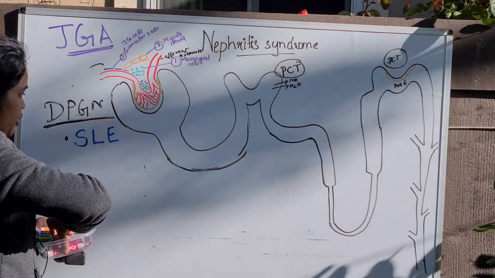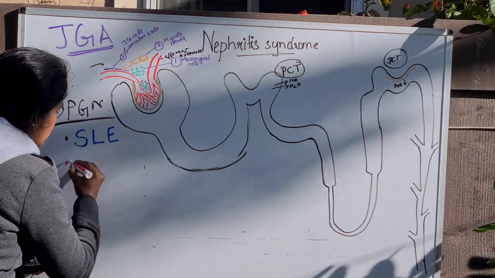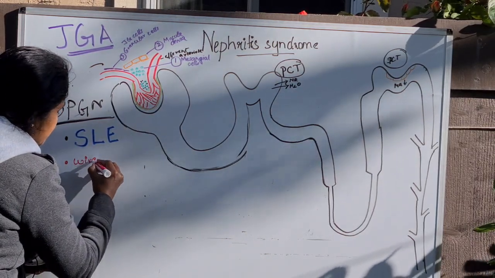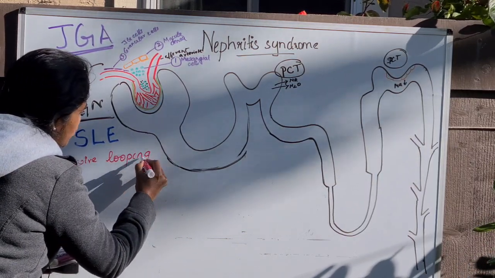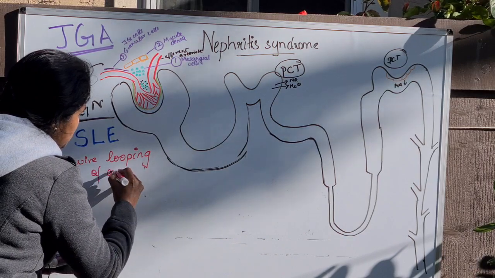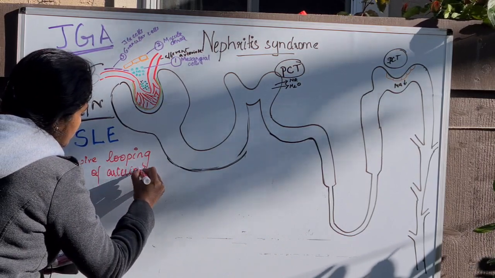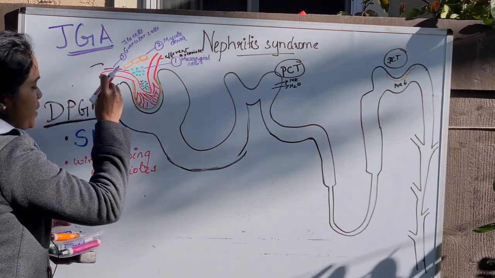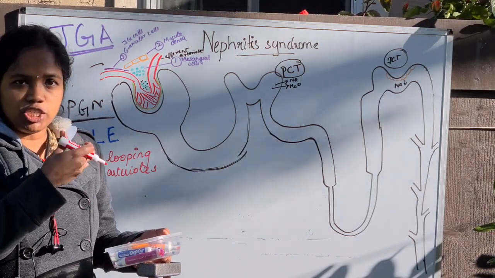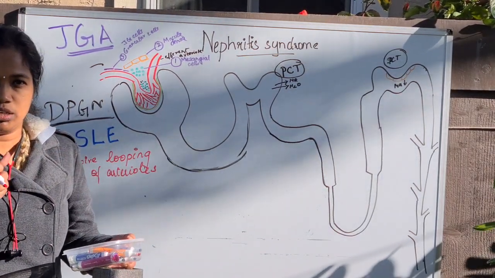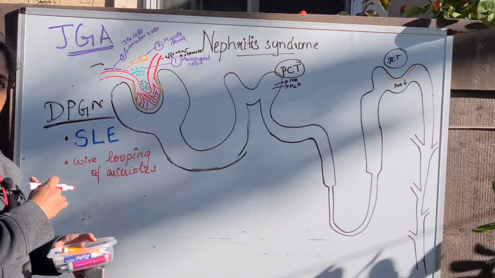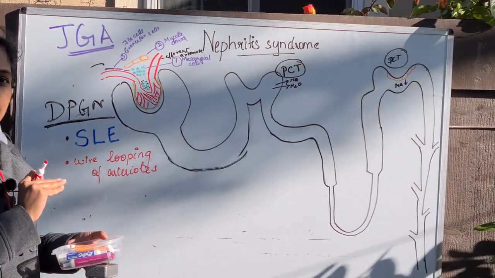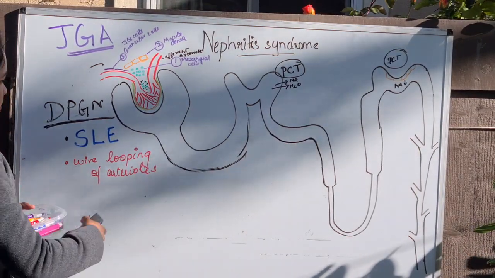In addition to it, you need to remember a term which is frequently asked in USMLE, that is wire looping. So why is this called wire looping of the arterioles? This is because the arterioles, because of this disease pathology, become so thick like a wire in SLE. Therefore, it is denoted as wire looping of the arterioles in diffuse proliferative glomerulonephritis.